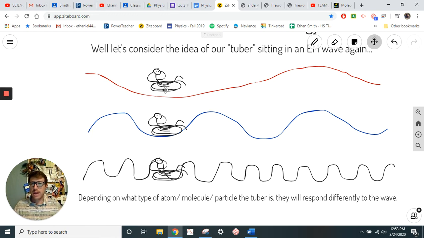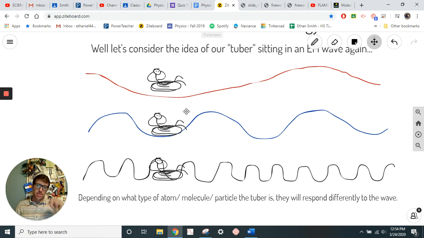You can kind of picture what might happen in this case as this wave goes by. The tuber might not even notice because the wave is so long and languid. In this case, you could picture our tuber really feeling themselves going up and down and up and down. In this case, this wave might be so violent that it tears the tuber to shreds, might even knock them out of their tube.